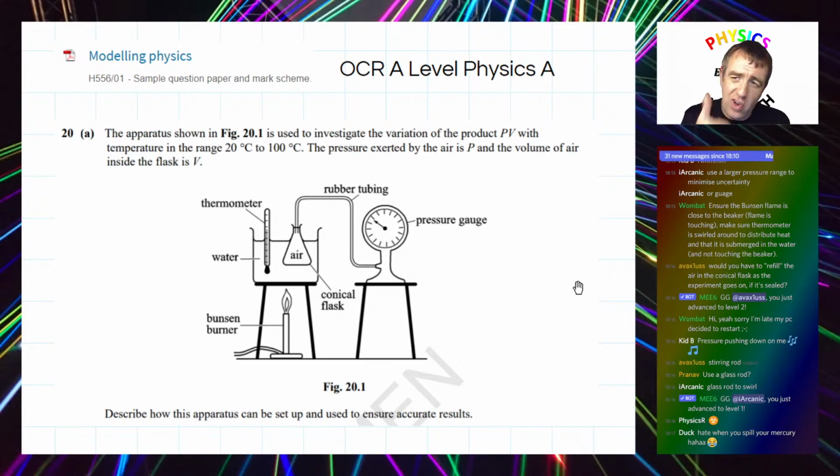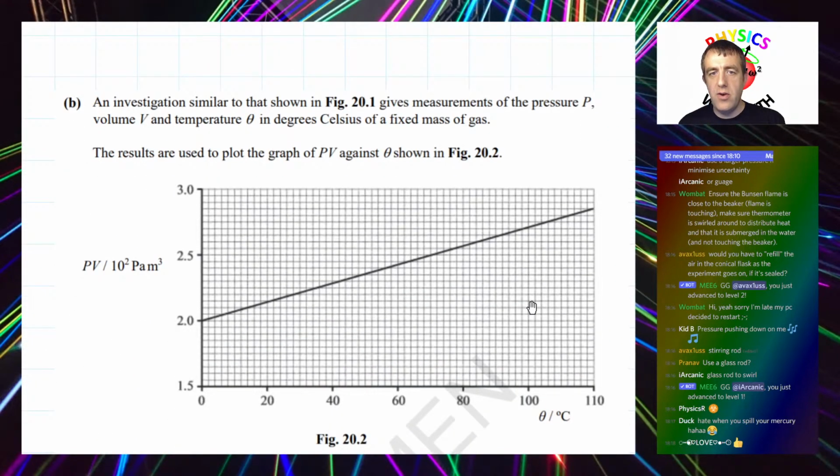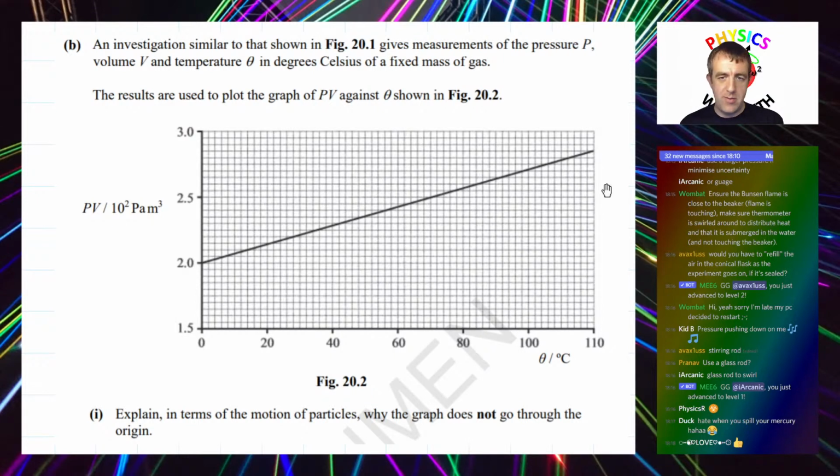So heat it slowly, stir the water. And then it says describe, so we don't have to say why that will help. Okay, let's move on to the next. I'm not going to write an answer because you all know my handwriting is fairly terrible. So let's move on to part B.